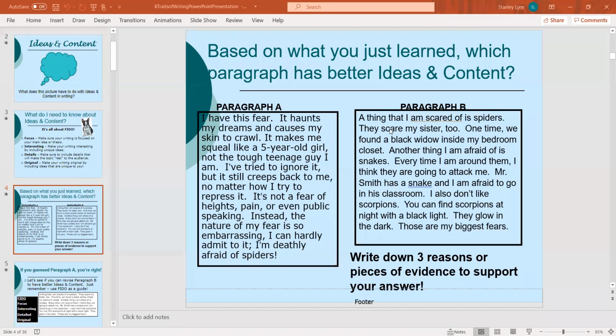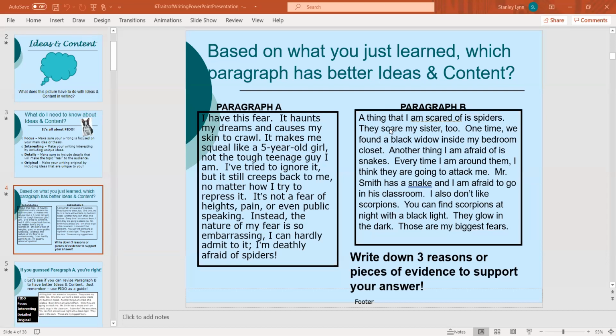Paragraph A, I have this fear. It haunts my dreams and causes my skin to crawl. It makes me squeal like a 5-year-old girl, not the tough teenage guy I am. I've tried to ignore it, but it still creeps back to me, no matter how I try to repress it. It's not a fear of heights, pain, or even public speaking. Instead, the nature of my fear is so embarrassing, I can hardly admit to it. I'm deathly afraid of spiders.